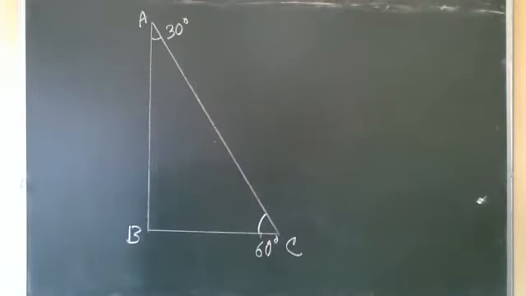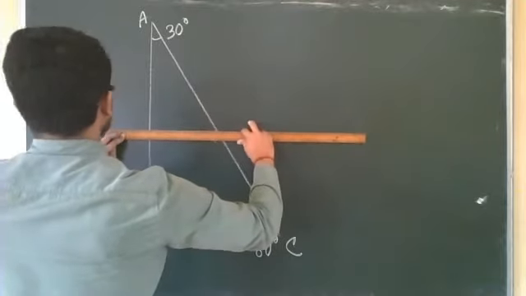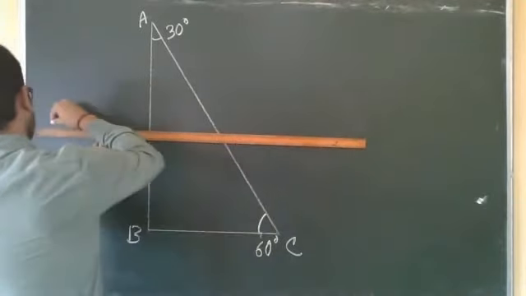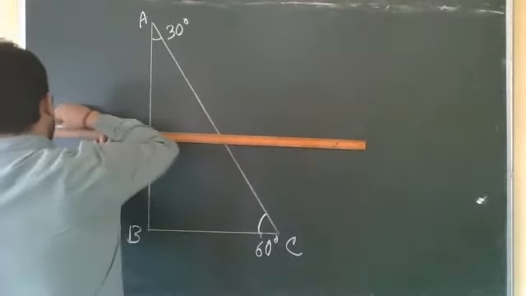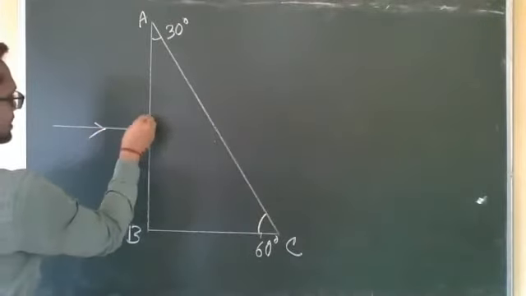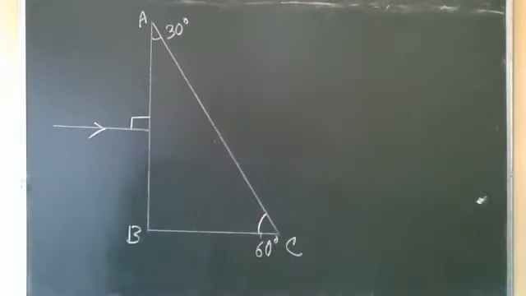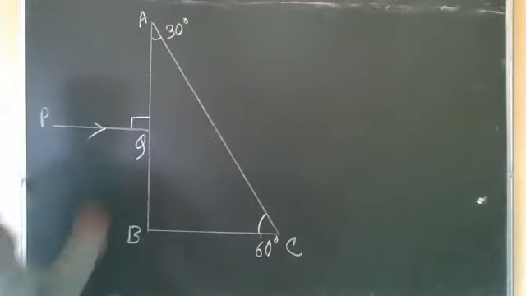Here light is incident at surface AB normal, along the normal. When it is incident along the normal, then what will happen? No deviation. Give name PQRS. So PQ, no deviation here.